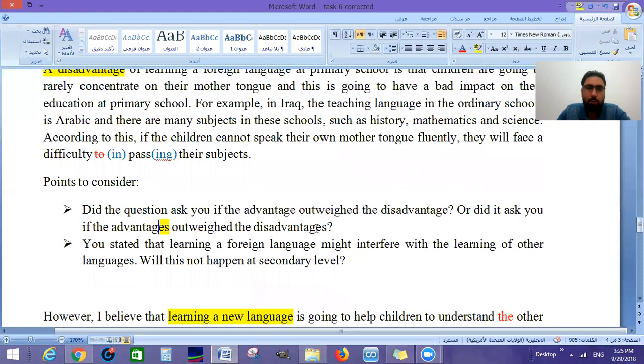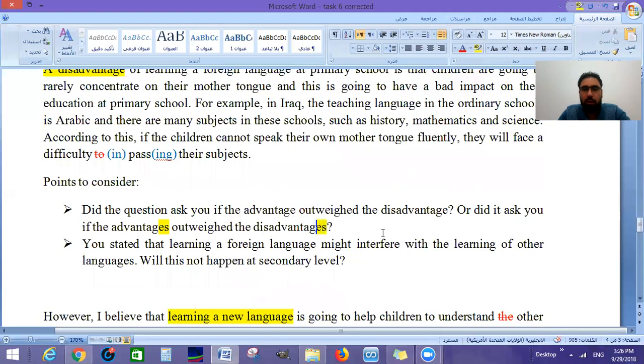So here we were asked for more than one, and we do not have this. That makes getting a band 7 difficult, because for a band 7, we need to address all parts of the task. That's what it tells us. For task achievement, for a band 7, we need to address all parts of the task. So we clearly haven't done that by only giving one advantage.